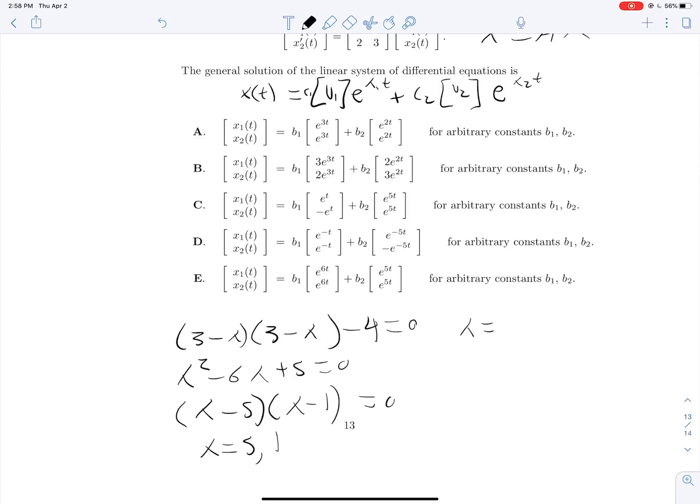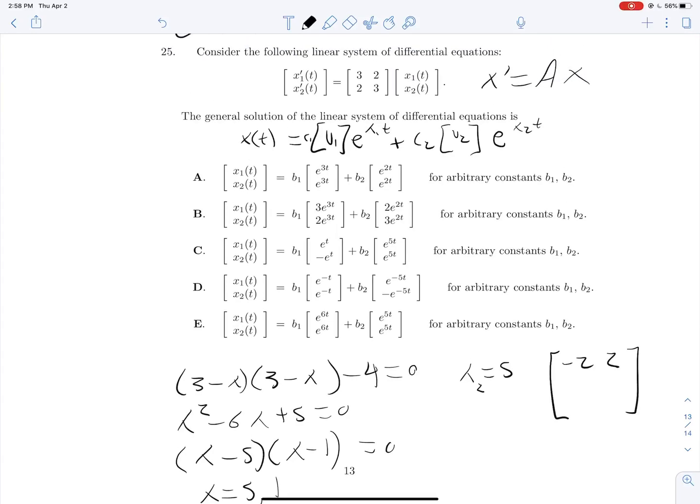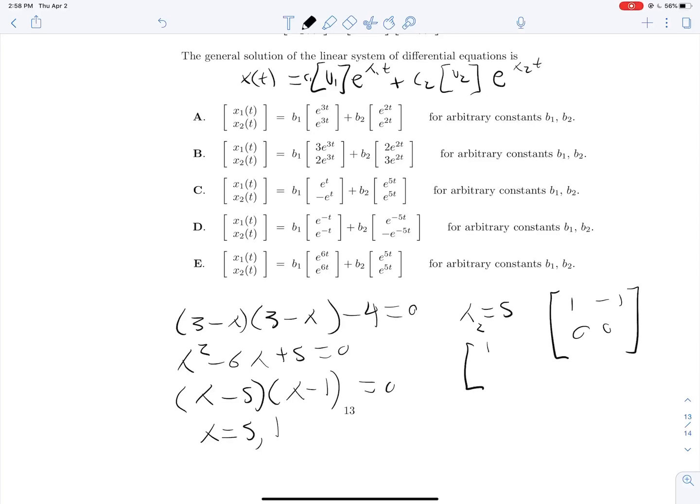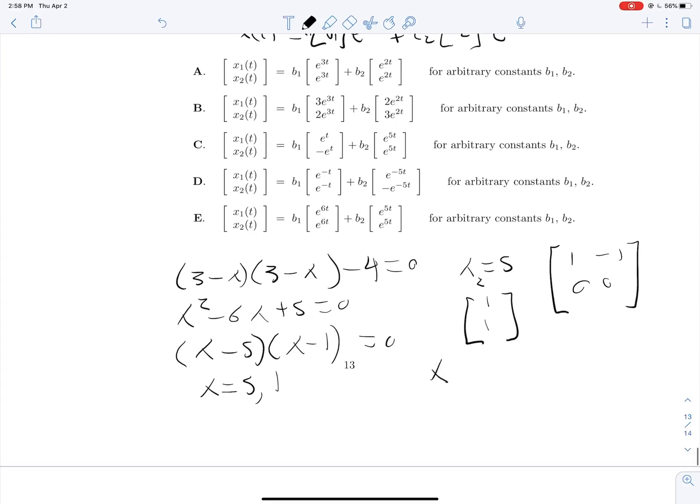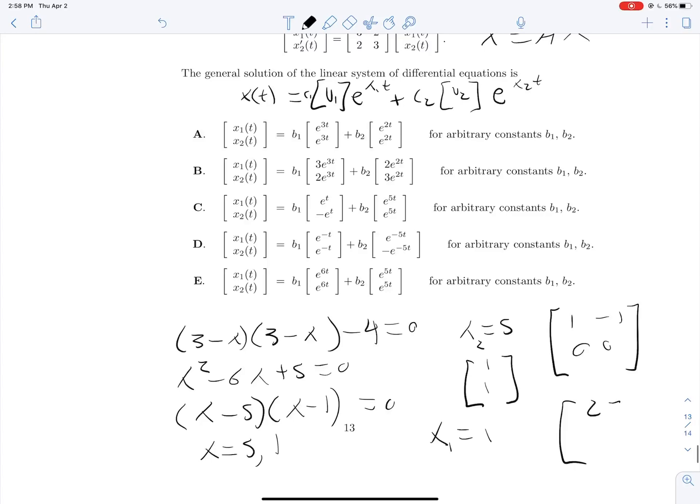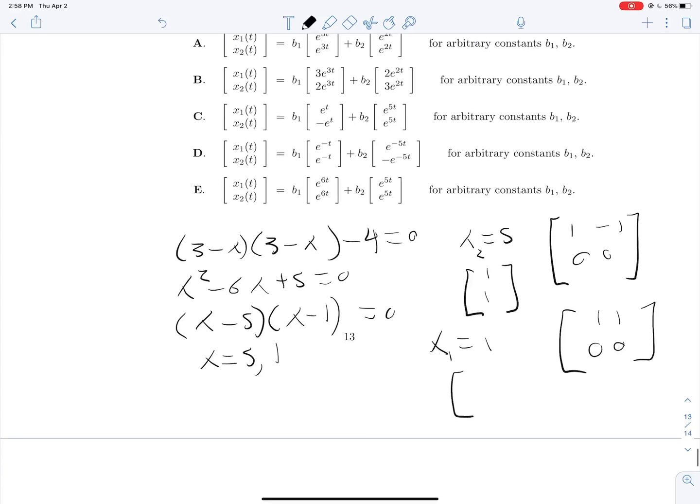So for lambda equal to 5, I'll call this lambda 1. And actually, because of the way that they're ordering it, I'll call this lambda 2. For lambda 2 equal to 5, we will be left with the matrix -2, 2, 2, -2, which we can simplify down to 1, -1, 0, 0, and our associated eigenvector, pretty clear to see, is 1, 1. For lambda 1 equal to 1, we will get the matrix 2, 2, 2, 2, which we can simplify to 1, 1, 0, 0, and we get an eigenvector of -1, 1.